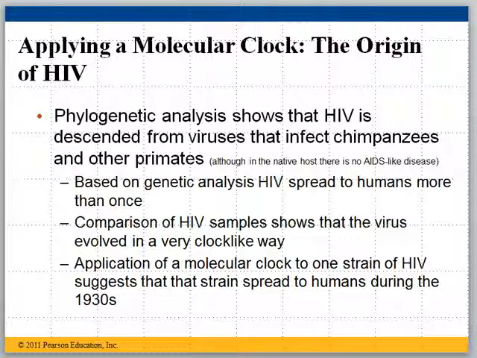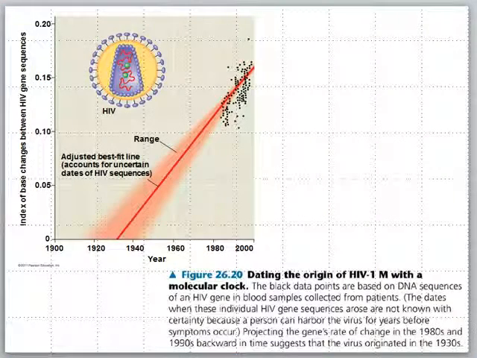Application of a molecular clock to one strain of HIV suggests that the strain spread to humans during the 1930s, which is fascinating to think about, that this outbreak began long before I was alive, or of course you guys were alive, and before this was any part of the news. It wasn't until probably the 70s or into the 80s that this became noteworthy and newsworthy. But this disease has infected the human population for quite a bit longer than that. Of course, it came to prominence in the 80s when it became an outbreak and began to spread quite a bit more.